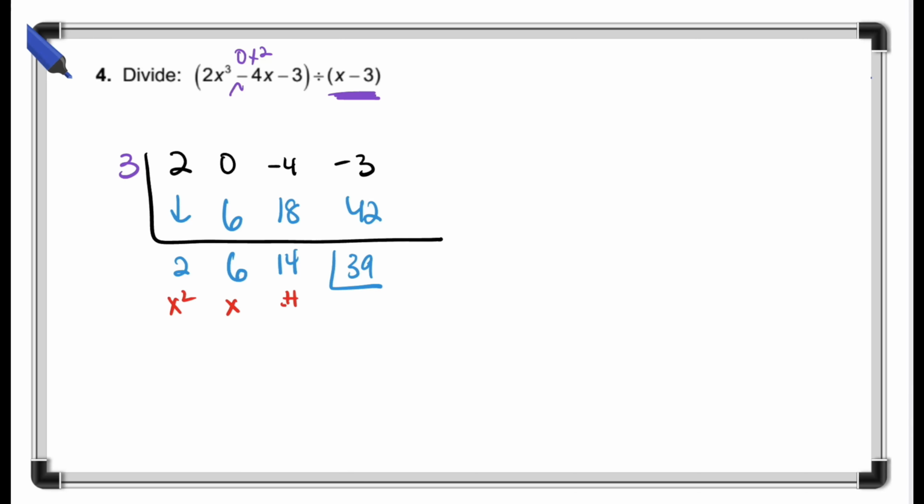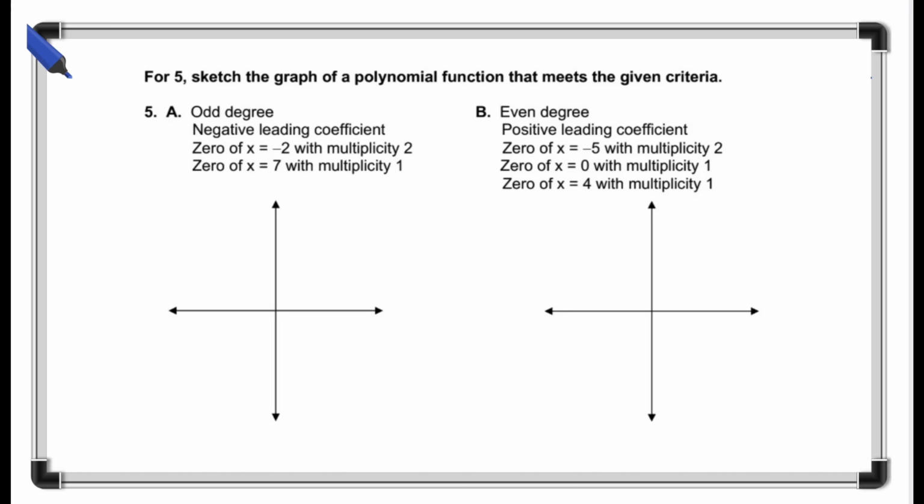Okay, so for number 5, we're going to sketch the graph of the polynomial function. If it's an odd degree, you know that the ends are going to be opposite. And if it's a negative lead coefficient, again, thinking about that an odd degree is kind of like what a line looks like. And if it is a negative lead coefficient, that's like a negative slope. So your ends are going to look something like a line that has a negative slope. When you have the 0 with a multiplicity of 2, that is where your graph will bounce. And then when you have a multiplicity of 1, you're just going to pass through.